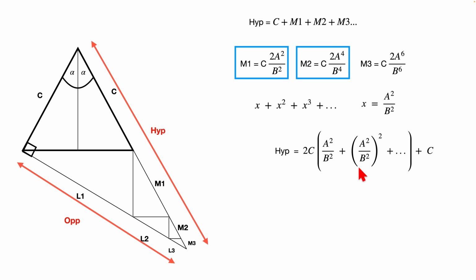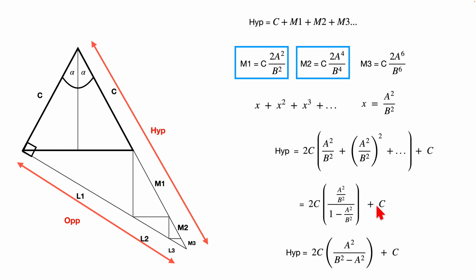So this is the infinite series. A squared over b squared is less than 1 because a is smaller than b. So we can summarize this as 2c, a squared over b squared, over 1 minus a squared over b squared, plus c. Let's do what we did before, multiply by b squared to get b squared minus a squared on the bottom, a squared on the top, 2c there, 2c there. That is the hypotenuse. Now we come to the fun bit.